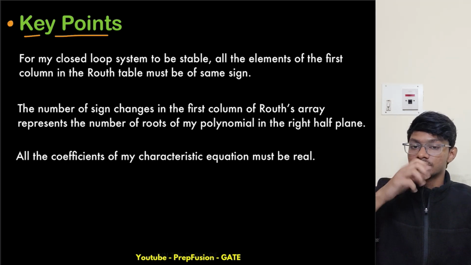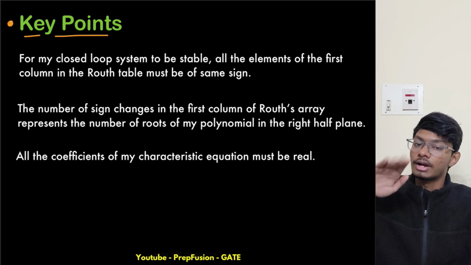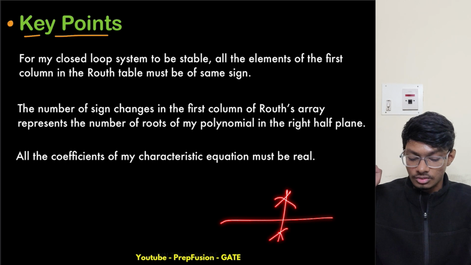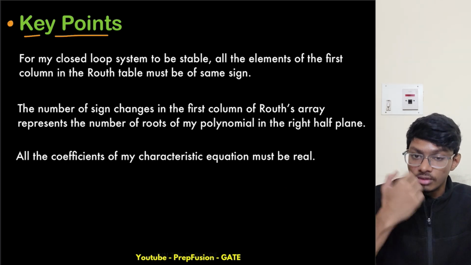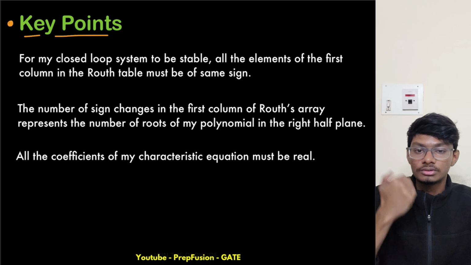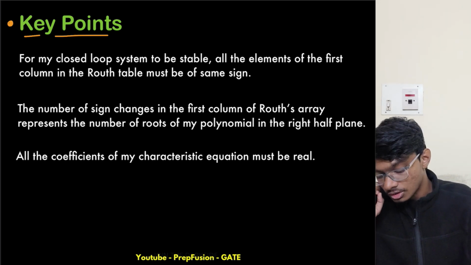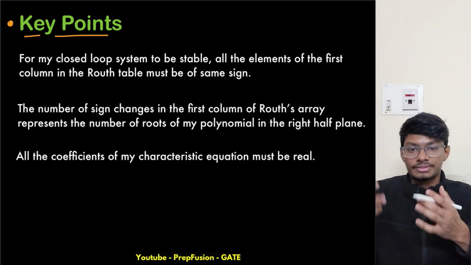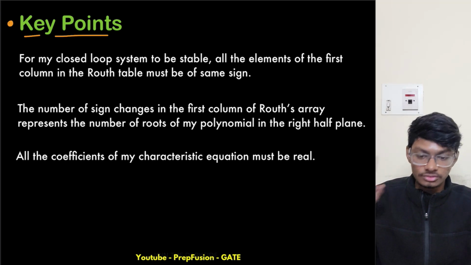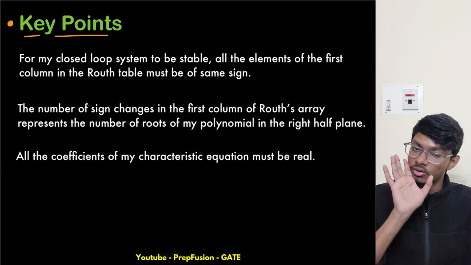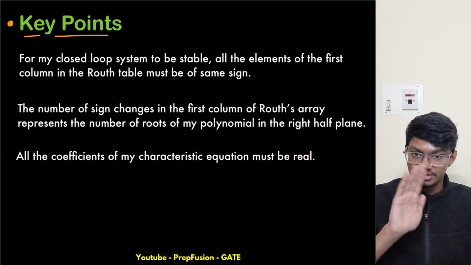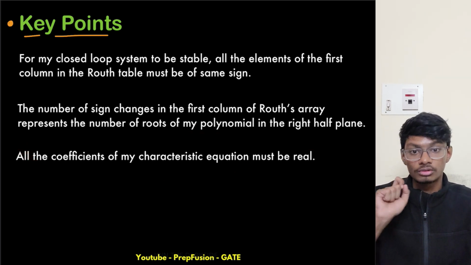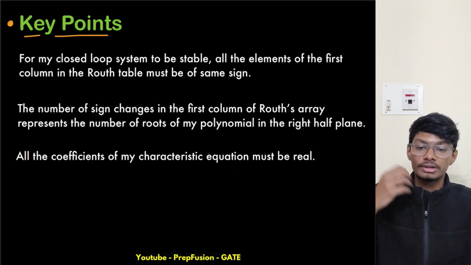Because they may lie on the imaginary axis also and on the left half plane. So how to identify, we'll see when we do examples. Now all the coefficients of my characteristic equation must be real. This is basically for which this criterion is valid. All my coefficients should be real. In the exam the coefficients will be real, no worries. This is just to let you know that all the coefficients of my polynomial or characteristic equation must be real.